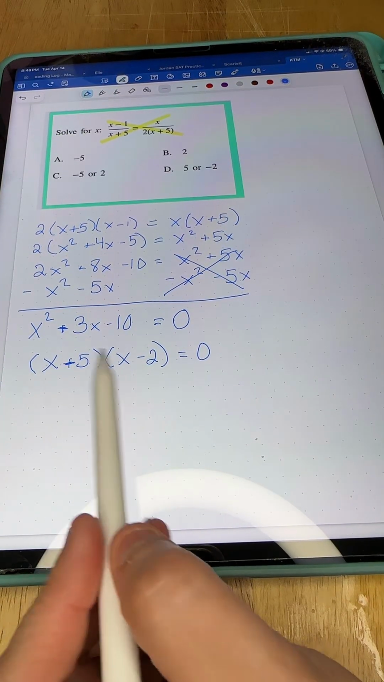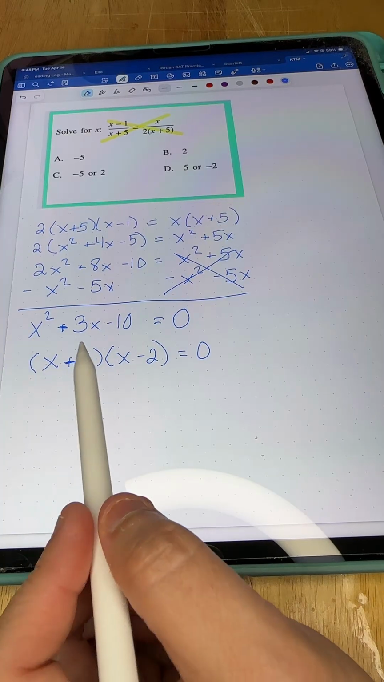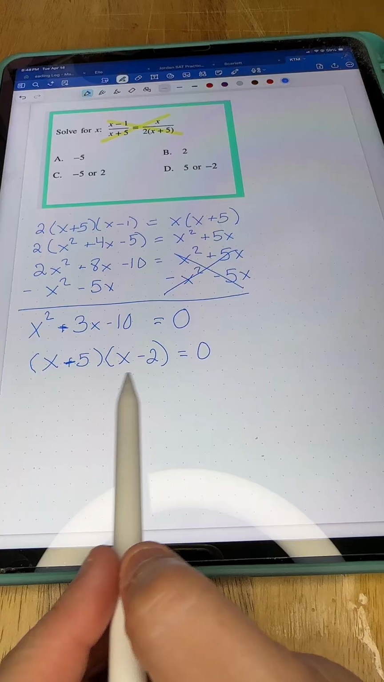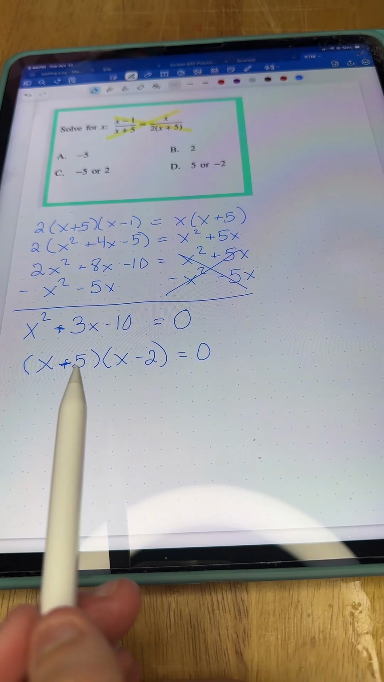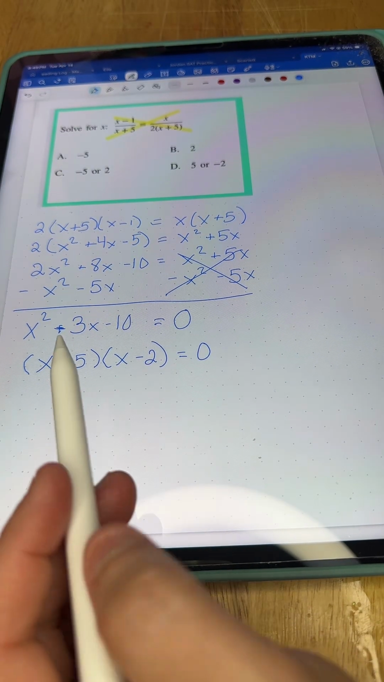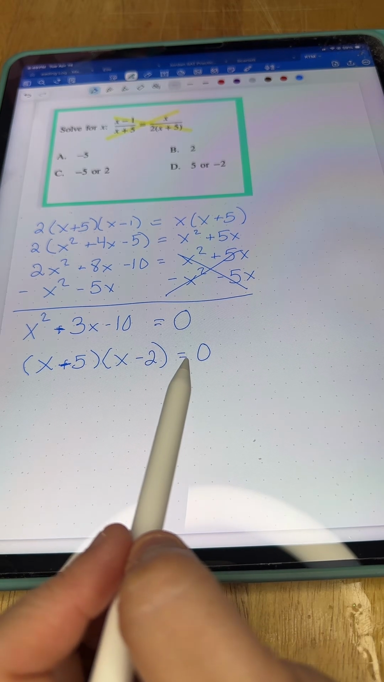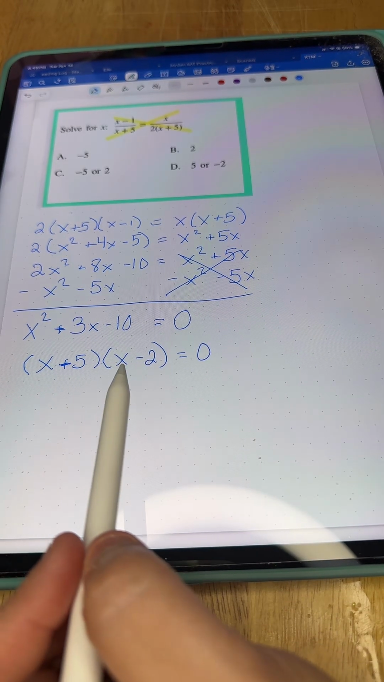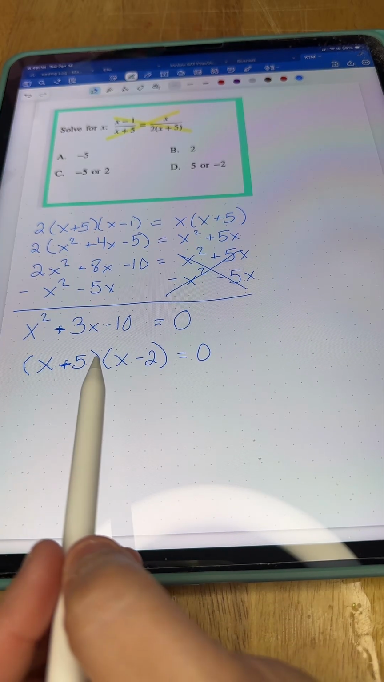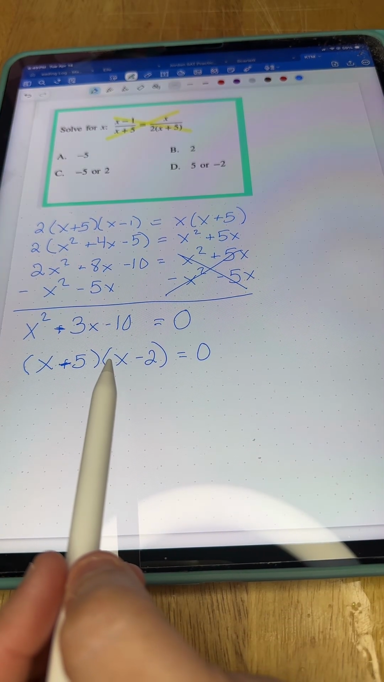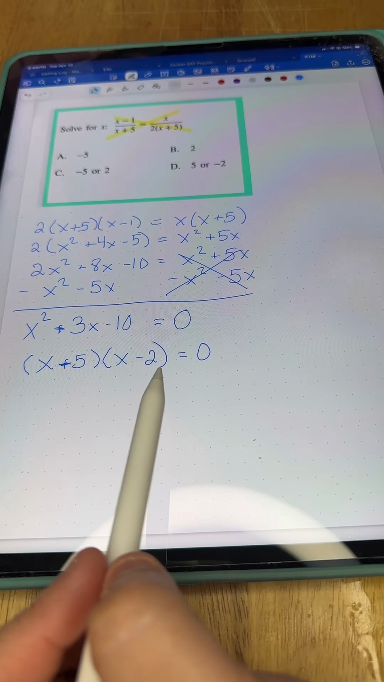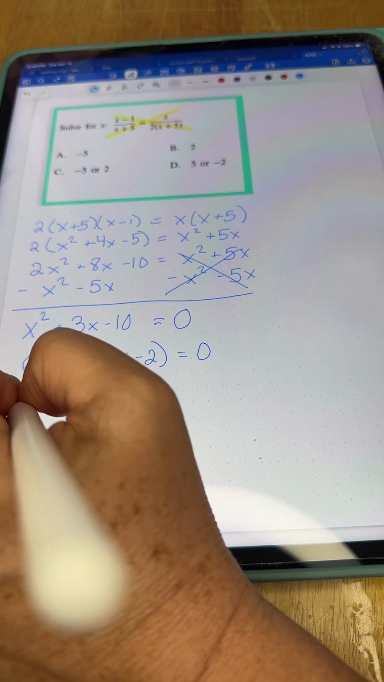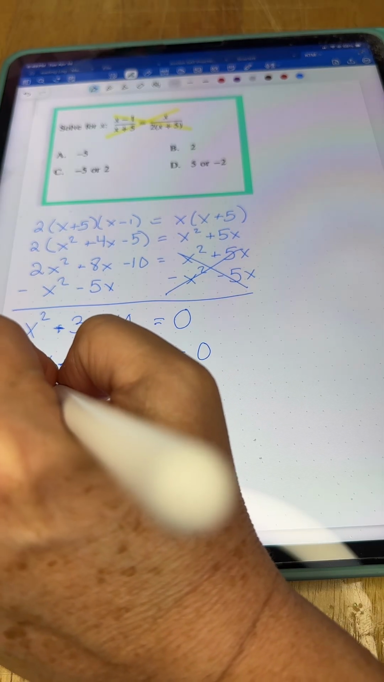Okay, so now that we have these factored, and I had the plus 5 because when I add positive 5x and negative 2x, I'm going to get positive 3x. So that's how I knew I had to do that. The zero property says that in order for these two factors to equal 0, one of these has to equal 0, because the rule is anything multiplied by 0 is 0. So we're going to set both of these equal to 0.